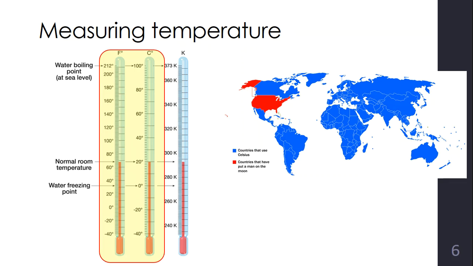So again, countries that use Celsius. Oh, and this map is also countries that have put a man on the moon. I forgot about my little joke in there. But we put a man on the moon, but we also still only use Fahrenheit.